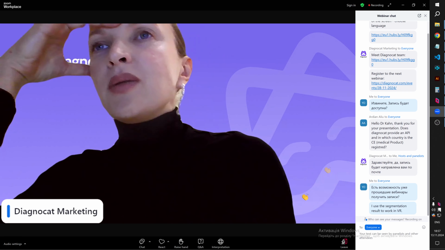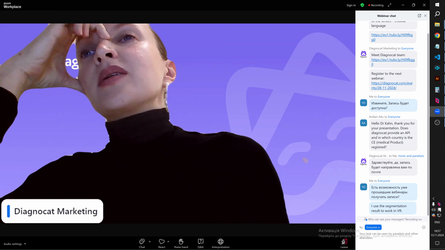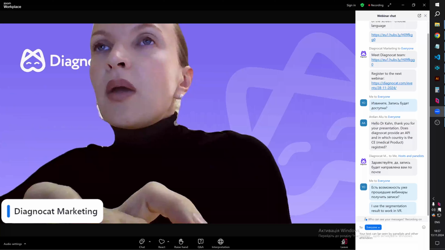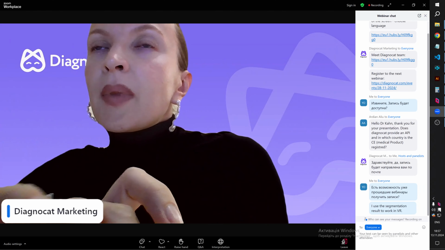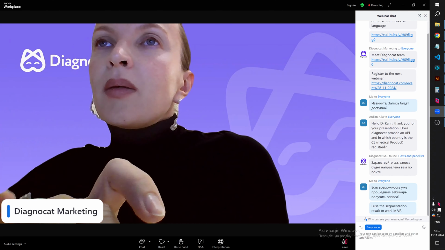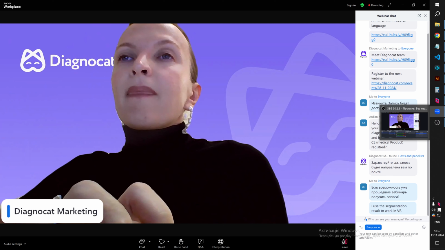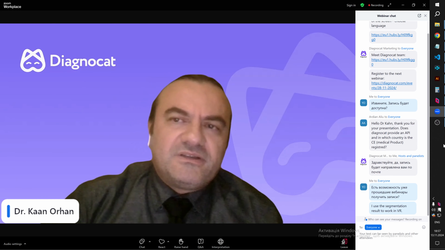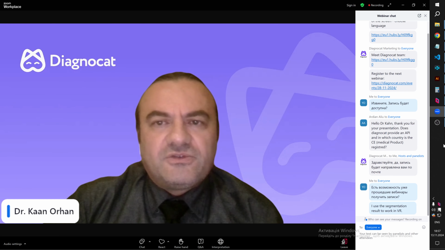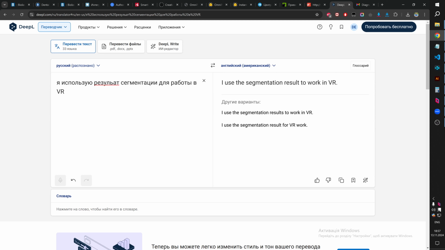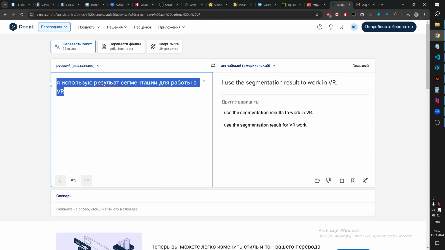One more question: can the segmentation result be used to work in virtual reality? Perhaps you would like to know if the segmentations can be used for virtual reality.